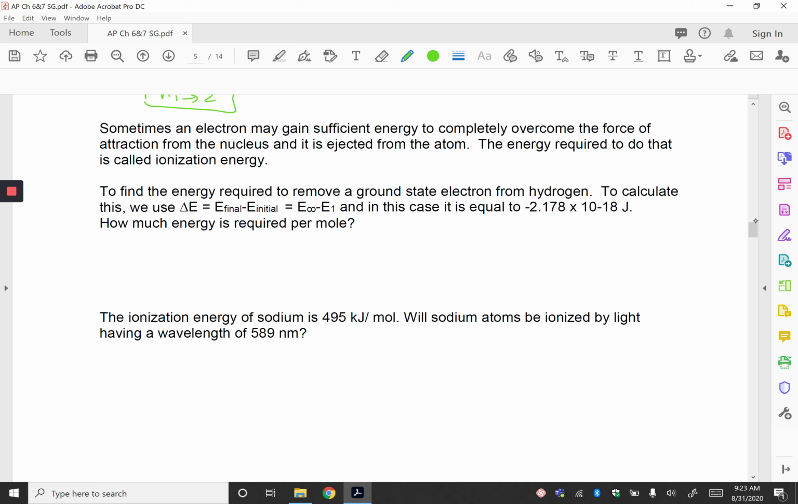The negative just, again, means that it's an attractive force. So it's attracted to the nucleus by that amount of energy. So we need to supply it that much energy in order to remove it.